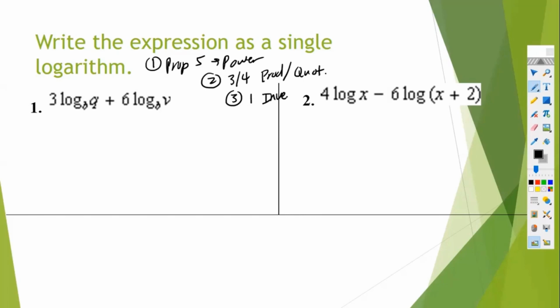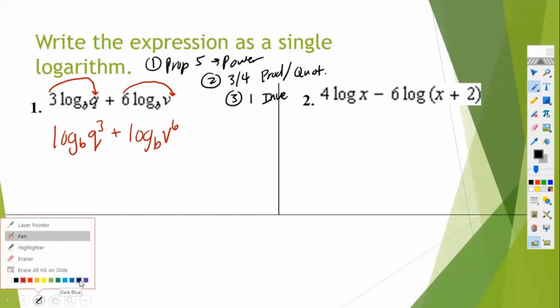Product or quotient. All right, so here we go. First step is to check for property 5. Property 1, inverse. I didn't finish writing it. So we're going to check for property 5. Are there coefficients that can become powers? Yes, I have 3 can become the power of Q and 6 can become the power of V. So we have log base B, Q to the 3rd plus log base B, V to the 6th.